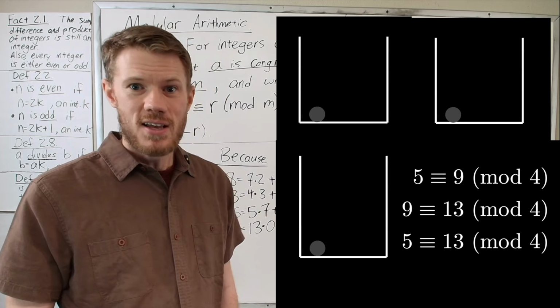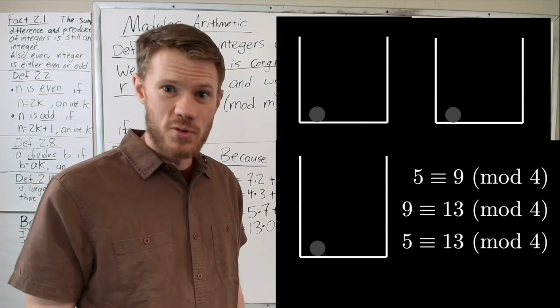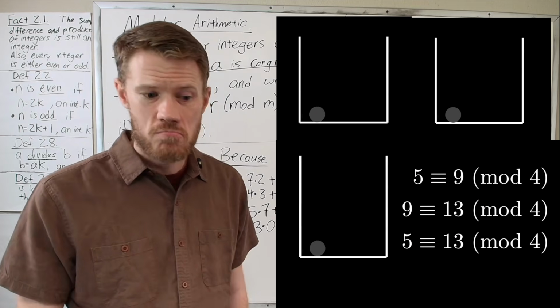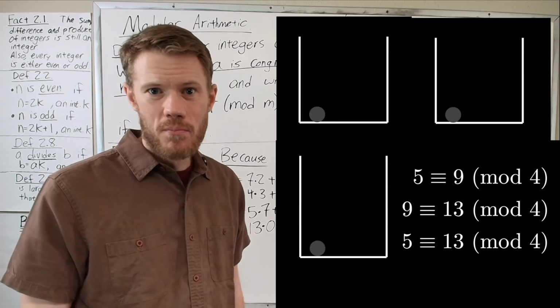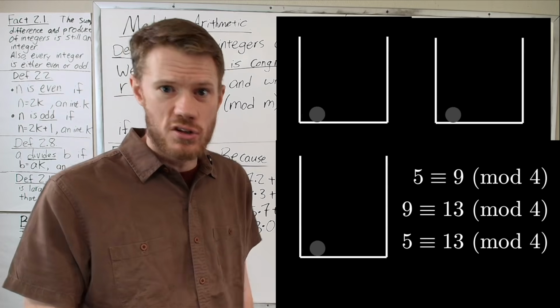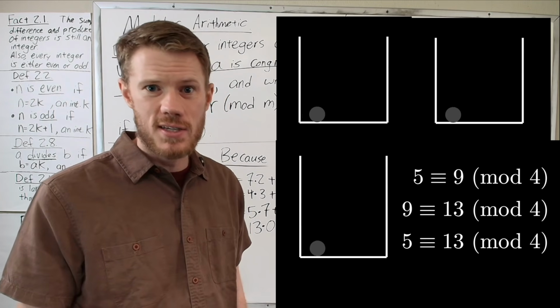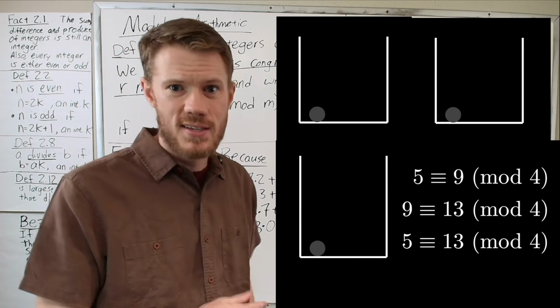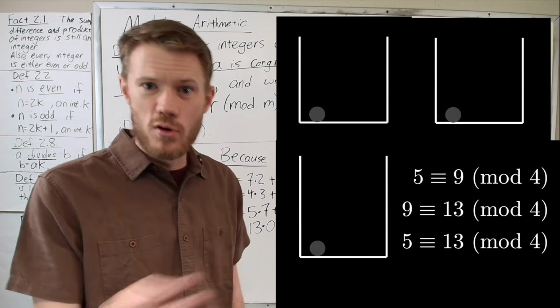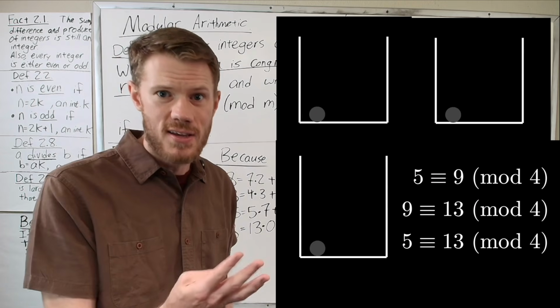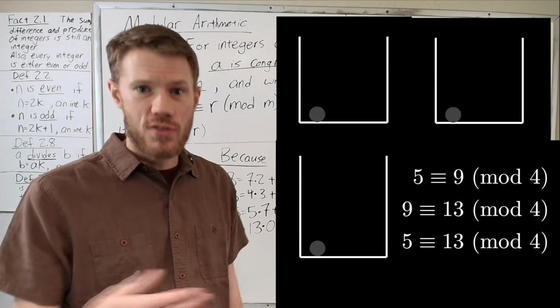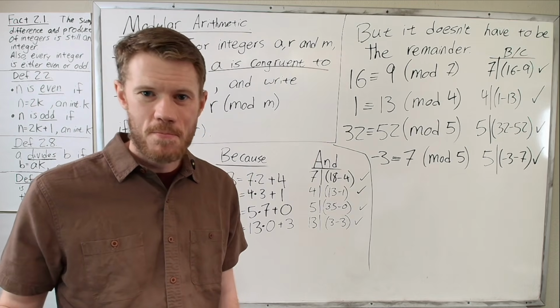Okay. So because they have the same remainder left over, removing 4 at a time, they must all be congruent to each other. Going from 5 to 9, you just add 4; 9 to 13, you add 4; 13 down to 5, subtract 4 twice. In all those cases, you can move between the numbers just by adding the mod or subtracting the mod as many times as you need. Therefore, these numbers are all congruent to each other.